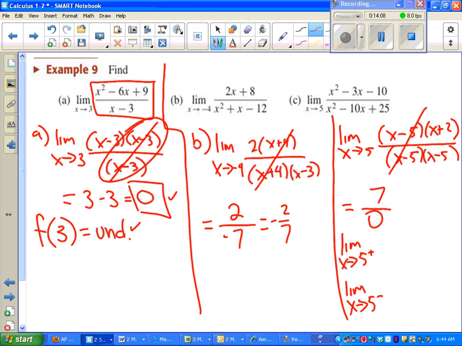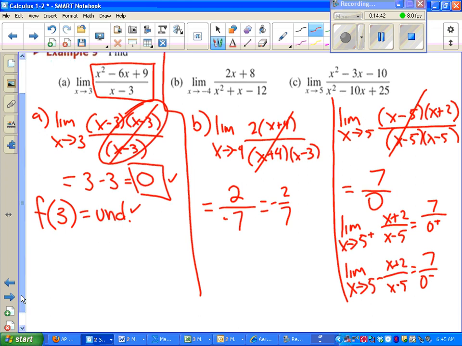Except I wrote right and left. Either way, you have to look at both sides of what's left. If these two left and right hand limits match up, then our limit exists. If these don't match up, we've got a problem. And after a little bit of investigation, we can see we get 7 over 0 from the right, 7 over 0 from the left. One of these is going to give us positive infinity. One's going to give us negative infinity. They don't match up. So our final conclusion is this limit does not exist.